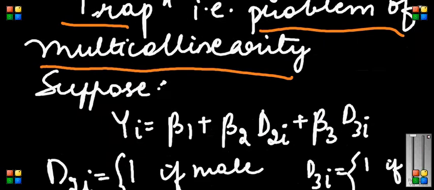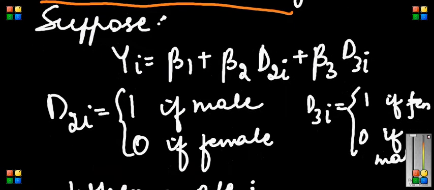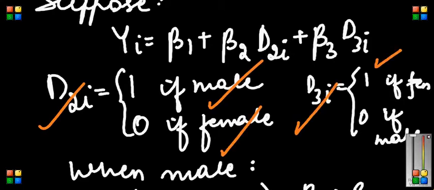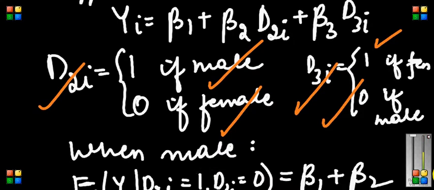So supposedly you have yi is equal to beta 1 plus beta 2 d2i plus beta 3 d3i, and what am I doing? I just have two categories, male and female, and I end up introducing two dummies, d2i and d3i. I say d2i is 1 if male and 0 if female, and d3i is just the opposite, 1 if female and 0 if male. If I introduce two dummies, then let's see what happens.